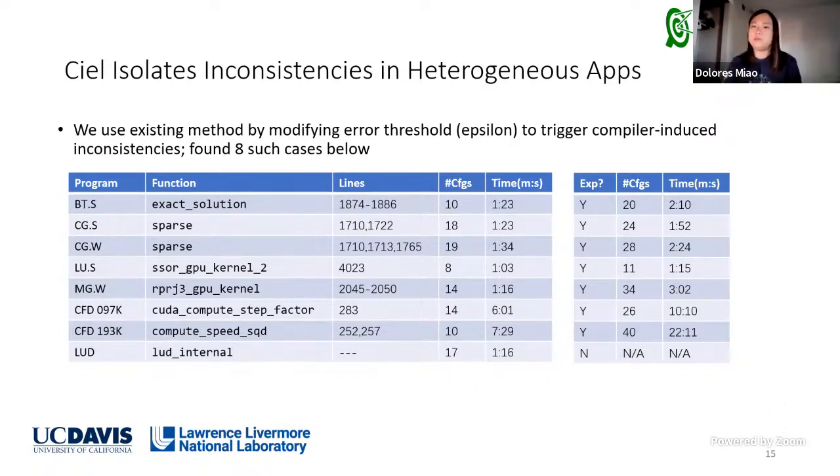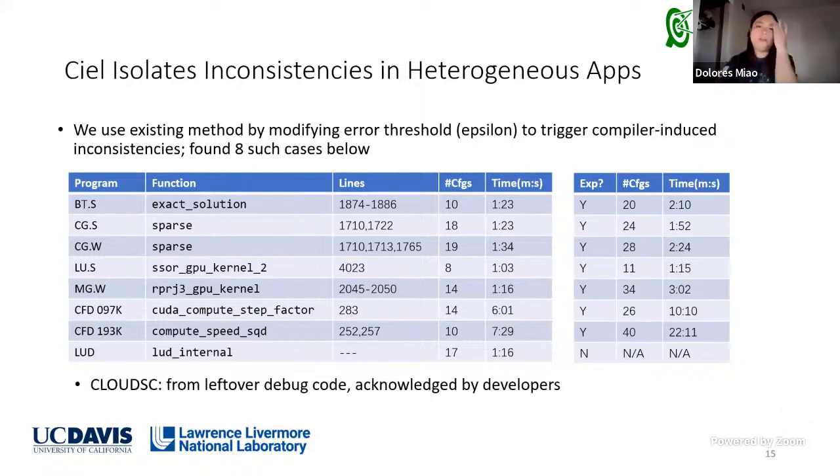To trigger the inconsistencies, we try to modify the error threshold, which is an existing method to trigger the inconsistencies. If you're interested, you can read the paper yourself. We found 8 such cases, as shown below. For these 8 programs, SEAL successfully isolates the statements shown here, and subsequently the expressions shown on the right that cause these inconsistencies, except one, which is the LU decomposition, where we only isolated the function that caused the inconsistency, which contains about 10 lines of code.